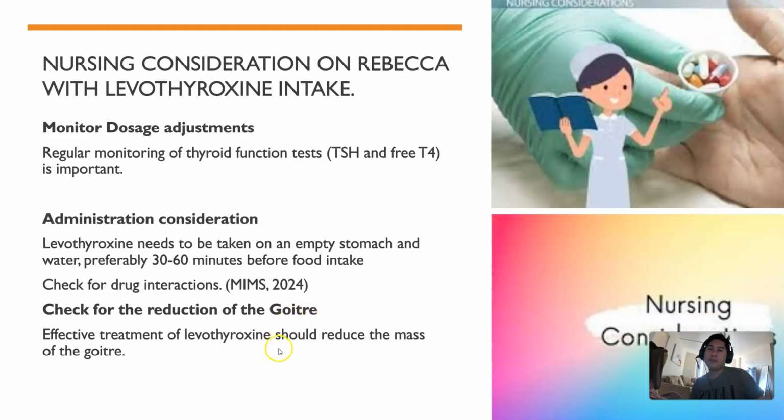And for her specifically, we need to check for the reduction of the goiter. This is important so we can know that the treatment with levothyroxine is effective, and we should be looking at the reduction of the mass of the goiter by the next visit. So we have to monitor Rebecca's goiter size by charting or recording with every visit and coordinating with the endocrinologist.